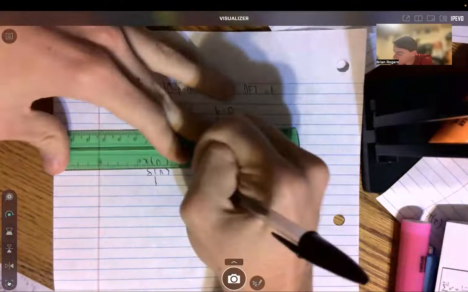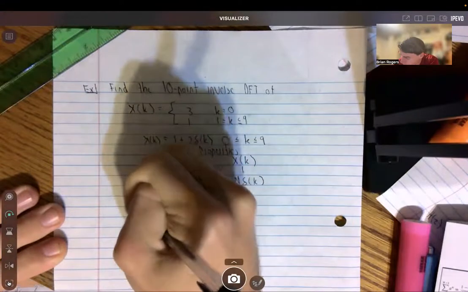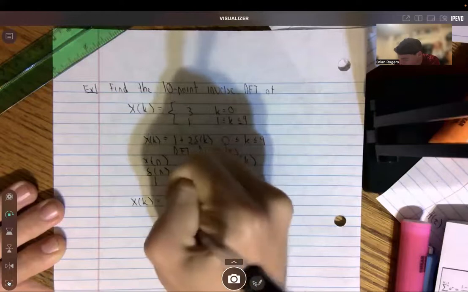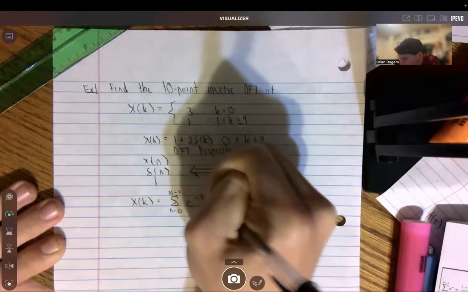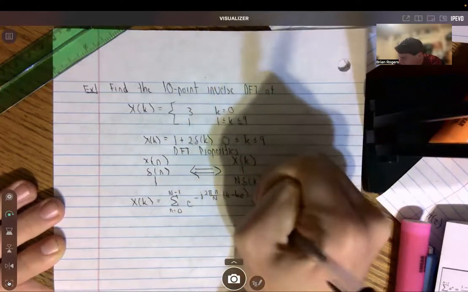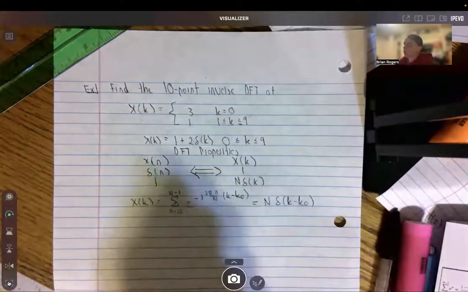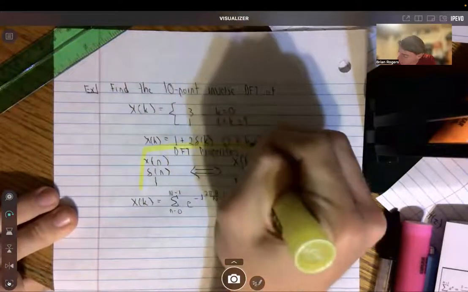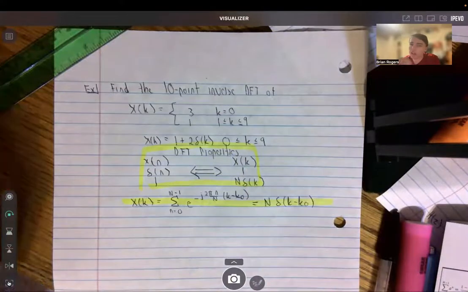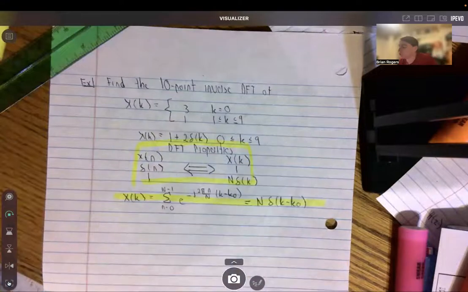It's not like a one-to-one where you can go from one to the other. Make sure you have written down that when your x of k is equal to the summation from n equals 0 to N minus 1 of e to the negative j 2 pi n over capital N times k minus k0, that is the same thing as N delta k minus k0. You can simplify it. So these are big properties, make sure you know them. And this is another one I talked about in the DFT: one that commonly pops up, where you can simplify this summation to this result.